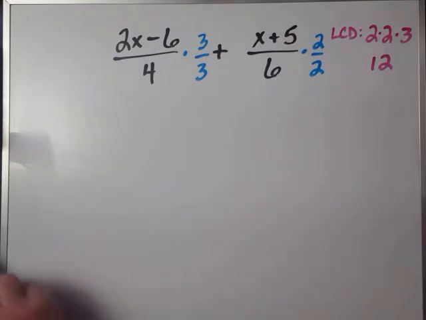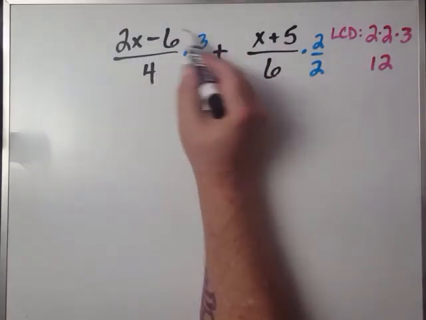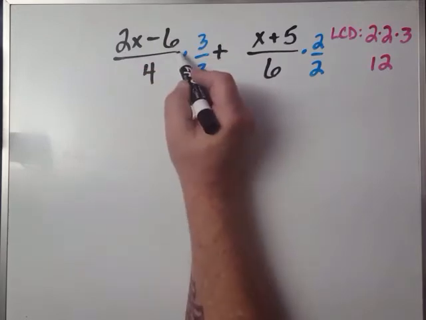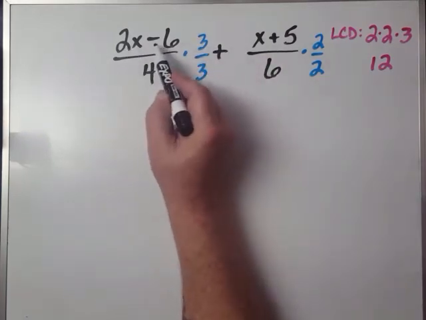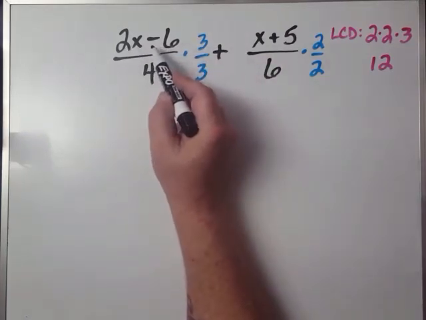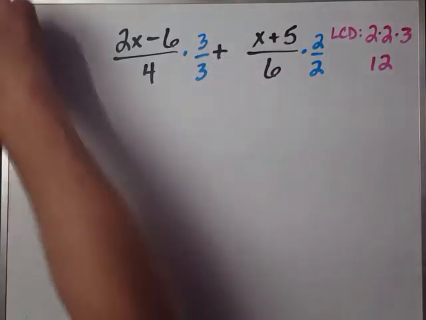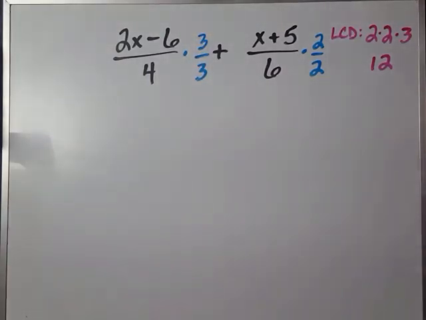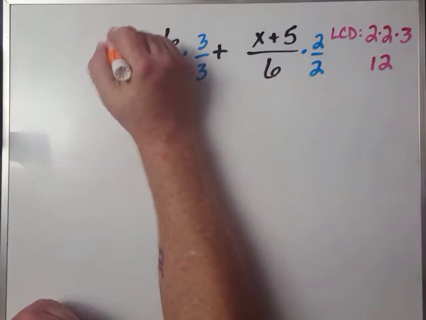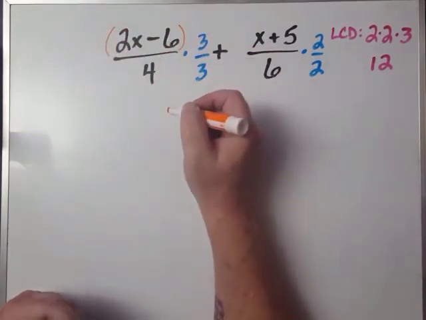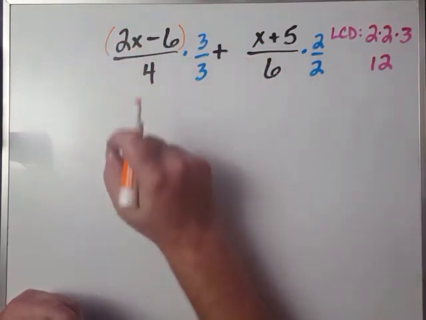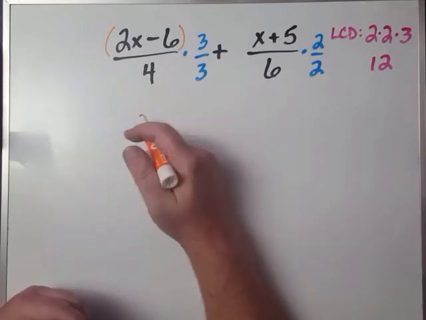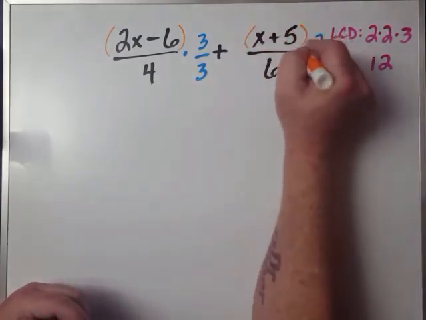Now we simplify the numerators. And look very carefully here. You know the fraction bar is a grouping symbol. So it is this whole 2x minus 6 that I'm multiplying times that 3. What does that tell you? It tells you we're going to have to distribute. It's as though we have parentheses there because of that fraction bar. The fraction bar is a grouping symbol. It'll be the same over here.